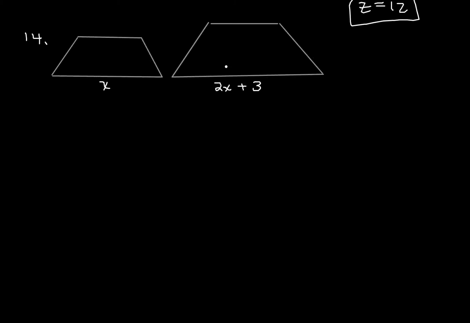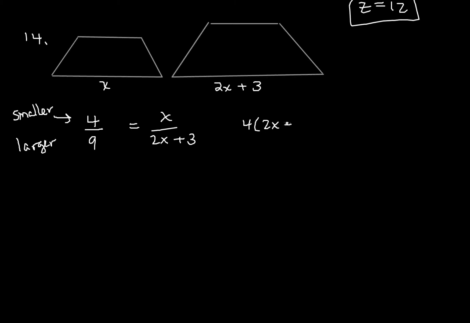The ratio of the similitude of the polygons is 4 to 9. So we're going to use a ratio of 4 to 9. Obviously this is going to be the smaller one, and this is going to be the larger. So it's going to be x over 2x plus 3. We're going to cross multiply. 4 times 2x plus 3 equals 9x. 8x plus 12 equals 9x.